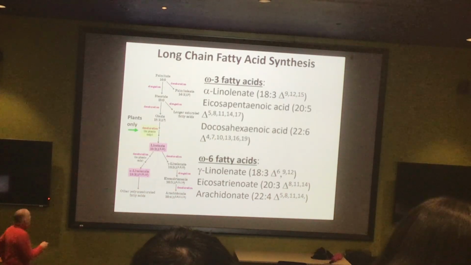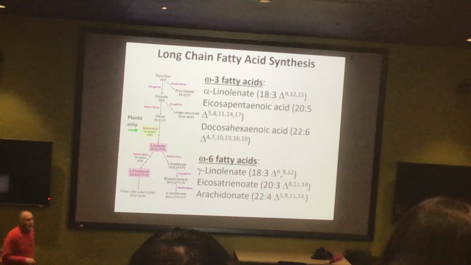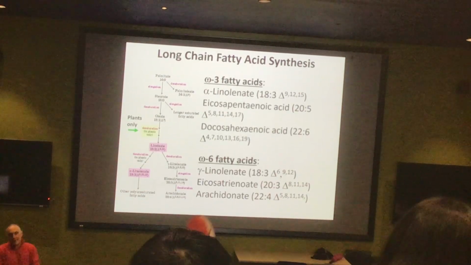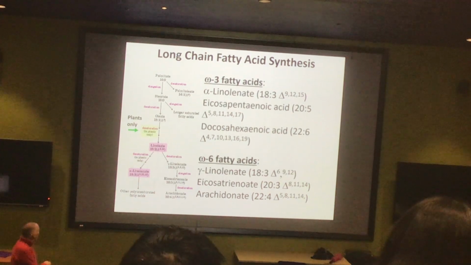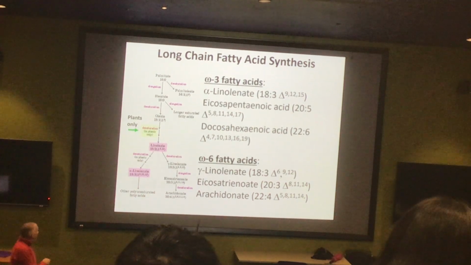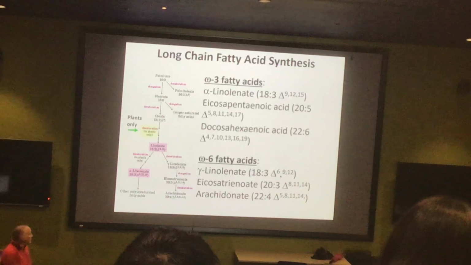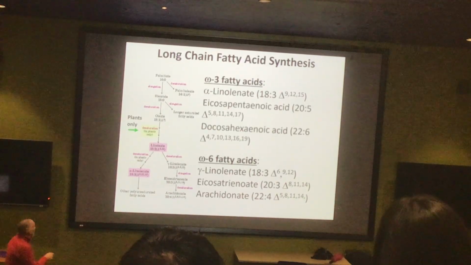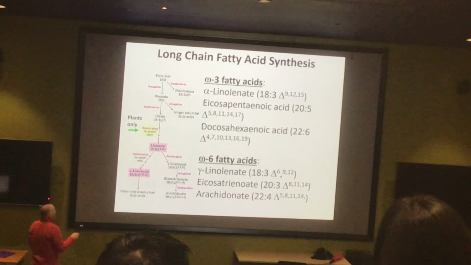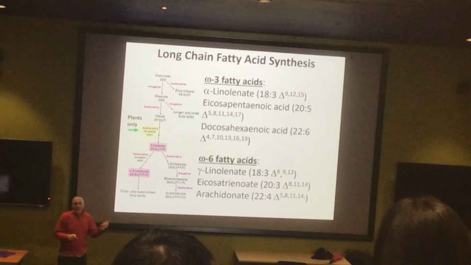It turns out that this reaction here, the conversion from 18:1 delta 9 to the introduction of delta 12, can only be done by plants, which means even though you need all of these other fatty acids, including some down here that you could synthesize, this process here represents a bottleneck. You have to eat these from plants.